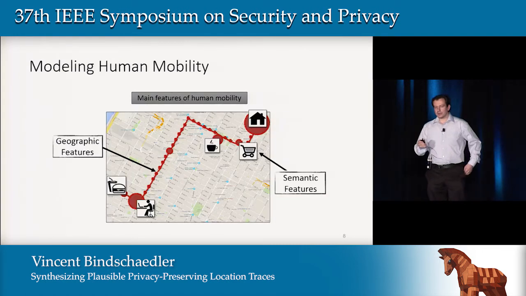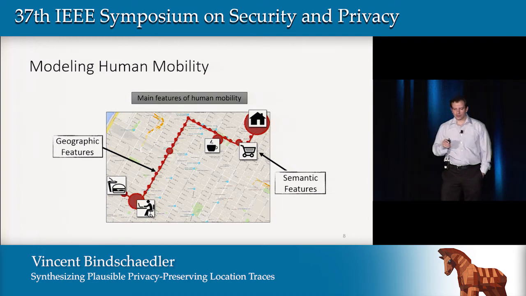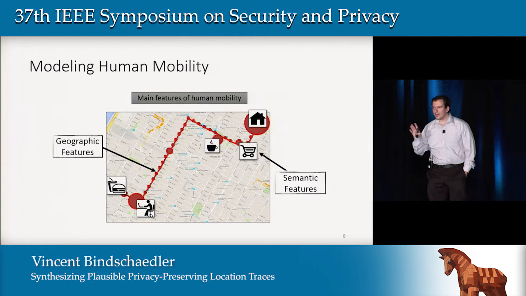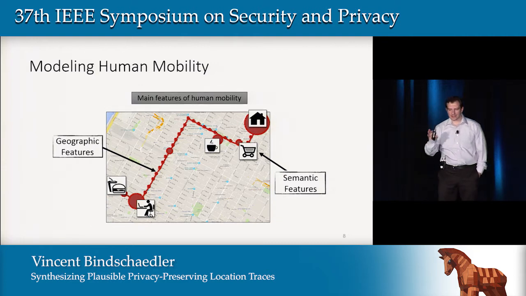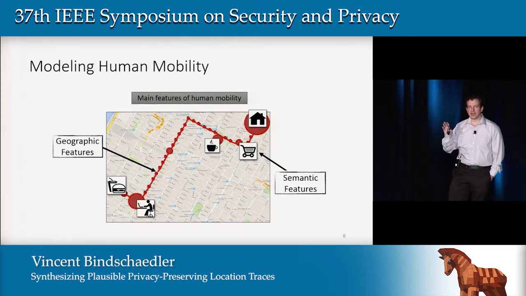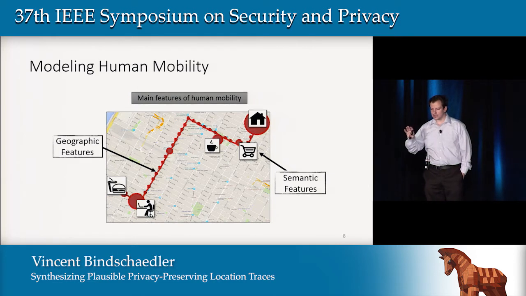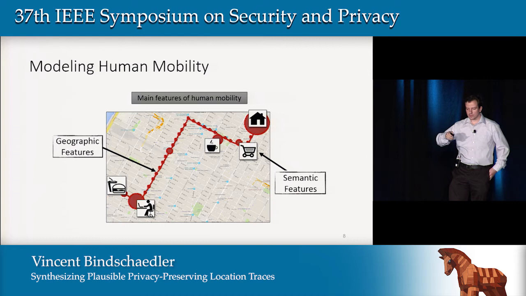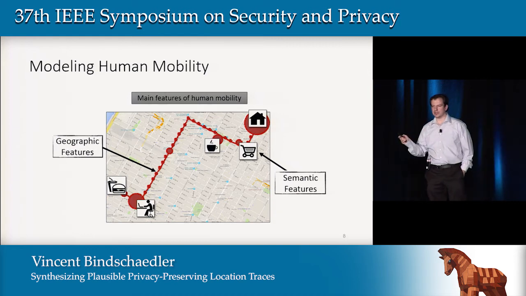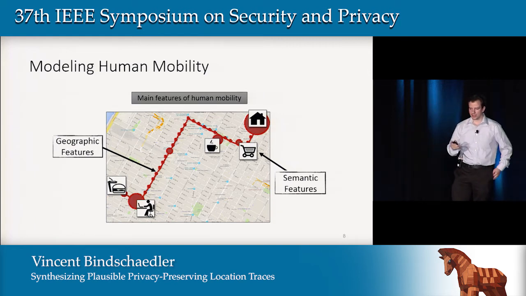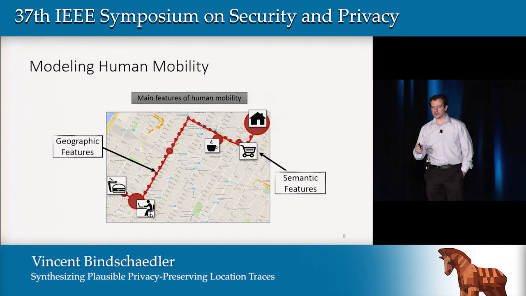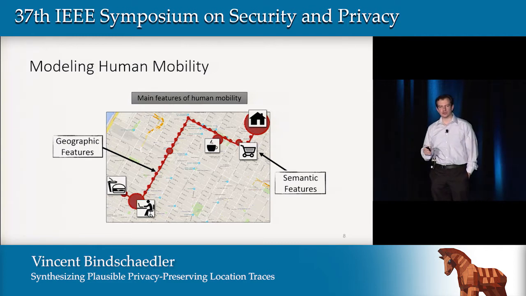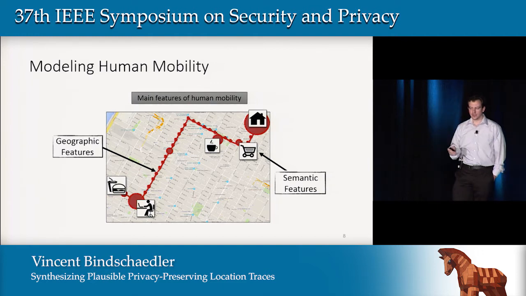So how can we actually do this? Well, we need to be able to model human mobility to construct this utility-preserving generative model. And our main operating premise in this work is that the main features of human mobility can actually be split between a set of geographic features, which have to do with the trajectory of the user, where specifically the user goes, you can think of GPS coordinates, and the semantic features. The semantic features have to do with the semantics of the location. Is this location the user's home? Is it his workplace? Is it a coffee shop?